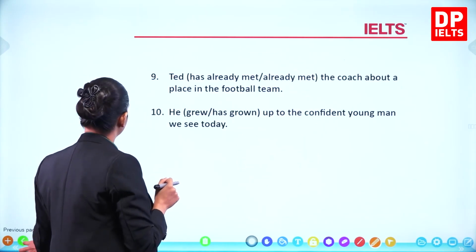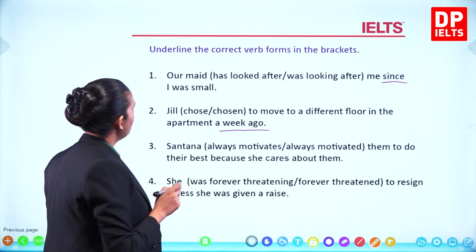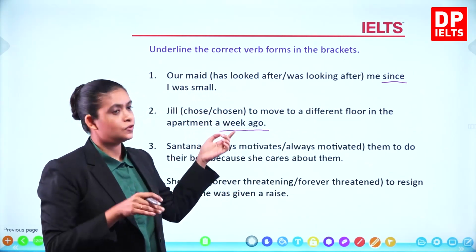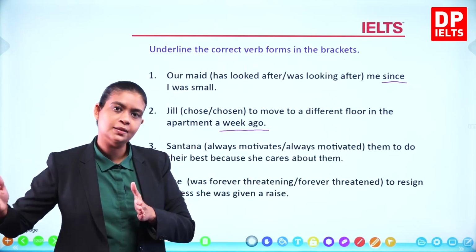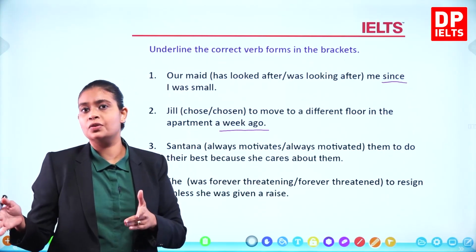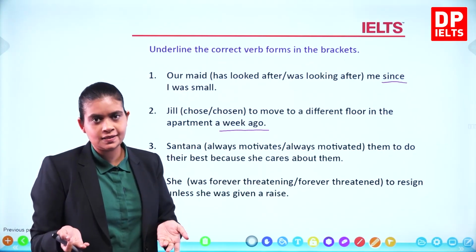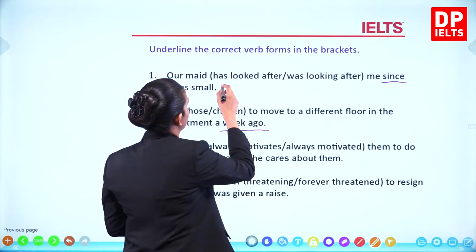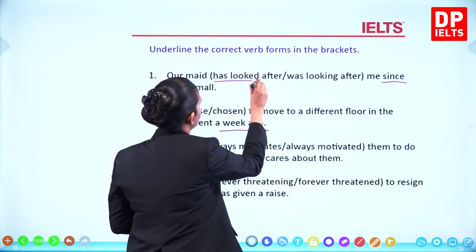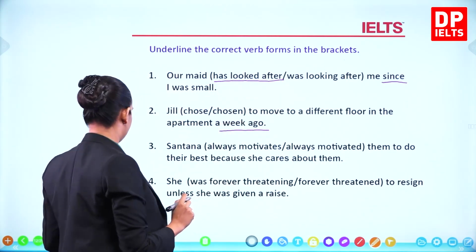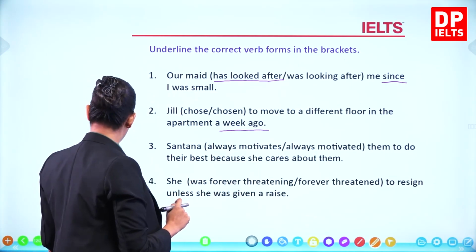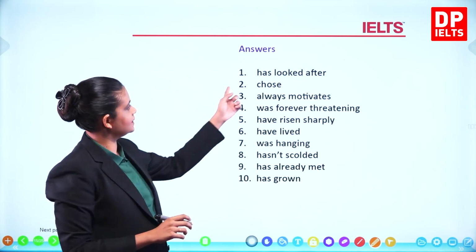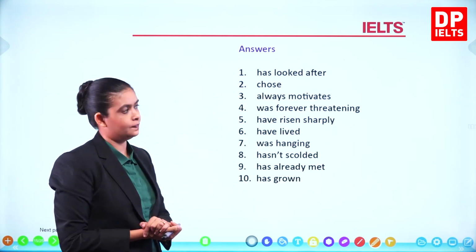The first one. Our maid has looked after me since I was small. So since means it's the starting point. So if you are going to talk about since and for in the sentence, which tense should it be? The present perfect. So has looked after, right? So if you go to the answers, it has looked after.